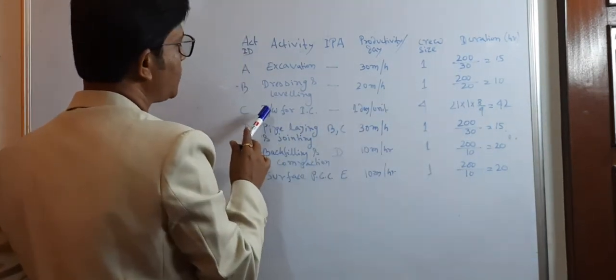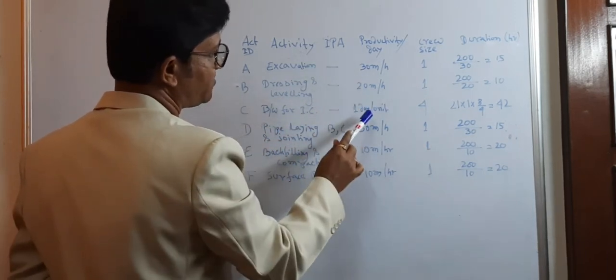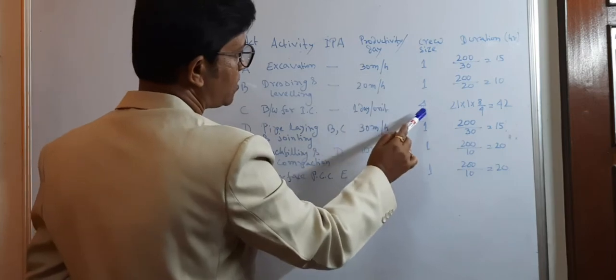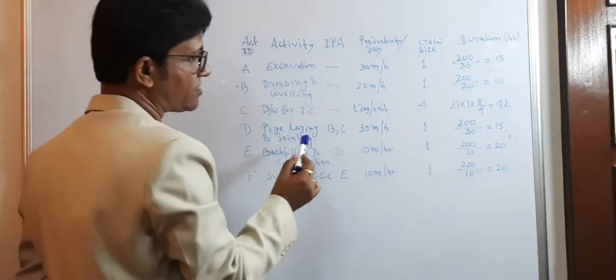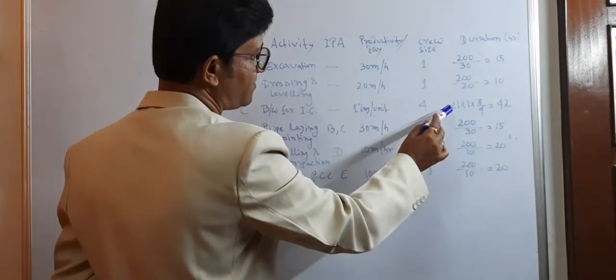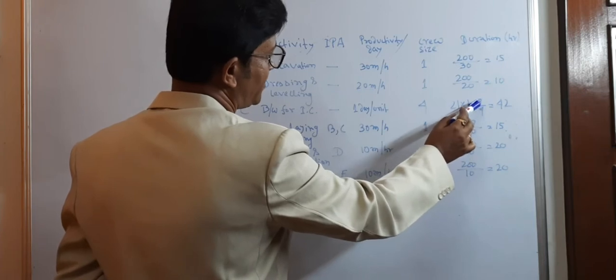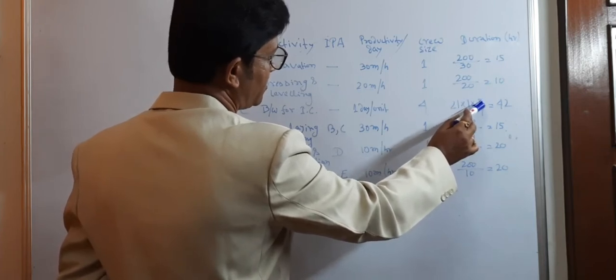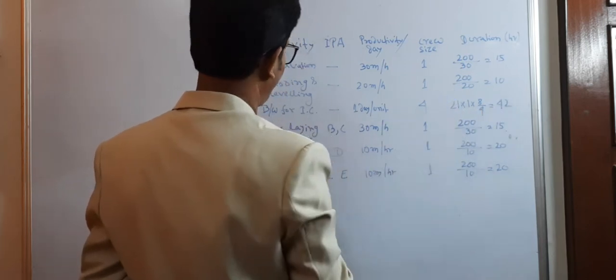C is the brickwork for the inspection chamber, where the productivity is 1 day per unit, and the queue size is 4, so this will be 21. As we found earlier, there are 21 inspection chambers, so this is 21 into 1 into 8 by 4, as we have 8 working hours per day, divided by 4 as the queue size is 4, so this is equal to 42 hours.